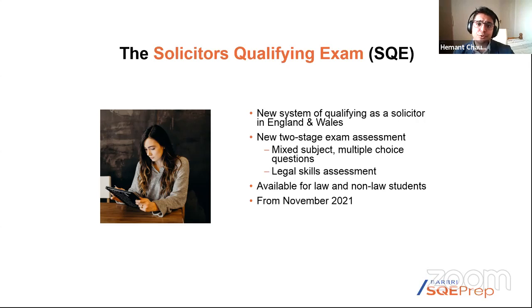Now, the traditional route is you do your LLB, you then progress on to your LPC, and then you do a training contract and you qualify as a solicitor. Or if you're a non-law student, you do the GDL, the Graduate Diploma in Law, before doing the Legal Practice Course, and then a 2-year training contract before you qualify as a solicitor. The SQE is ramping things up.